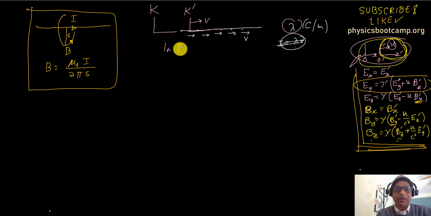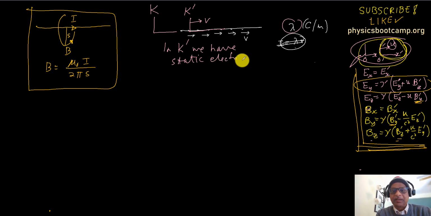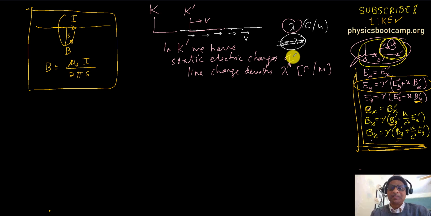So in K prime we have static electric charges of line charge density lambda prime. Let's call it lambda prime. Okay, so you'll see why lambda and lambda prime are going to be different.